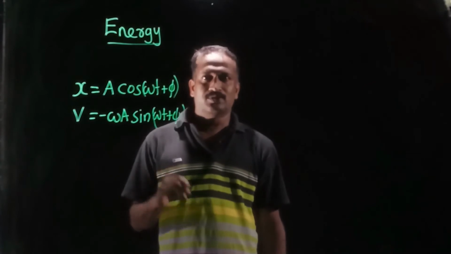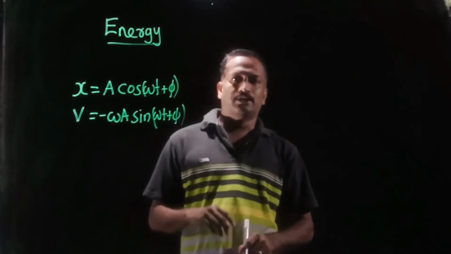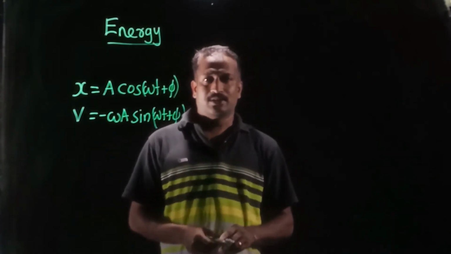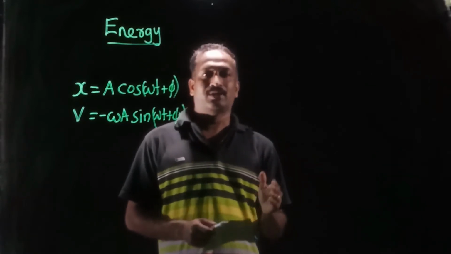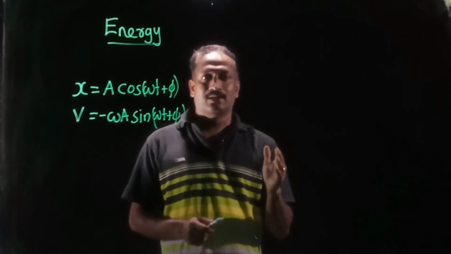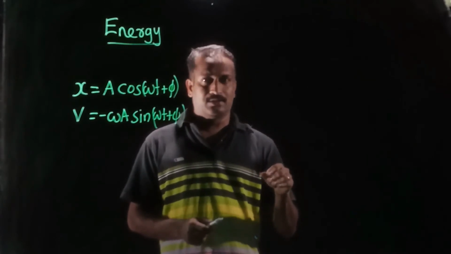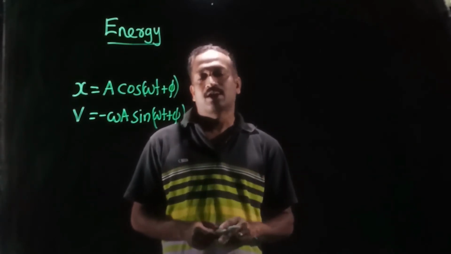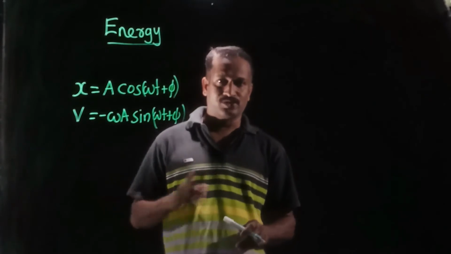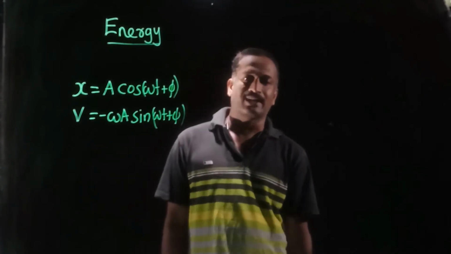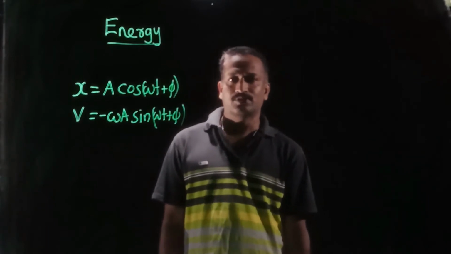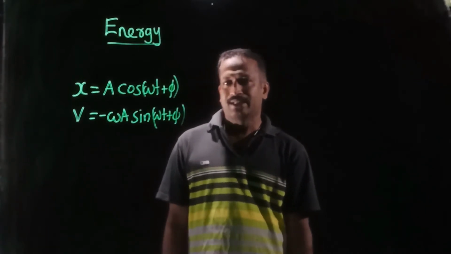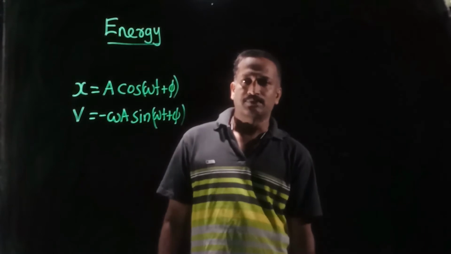Now, for the moving oscillator, there are two types of energy. The oscillator is displaced from the mean position, or it is in a strained state. That is, it possesses potential energy. Also, it is in motion, so it possesses kinetic energy also. That is, the two types of energy possessed by the oscillator are the kinetic energy and the potential energy.